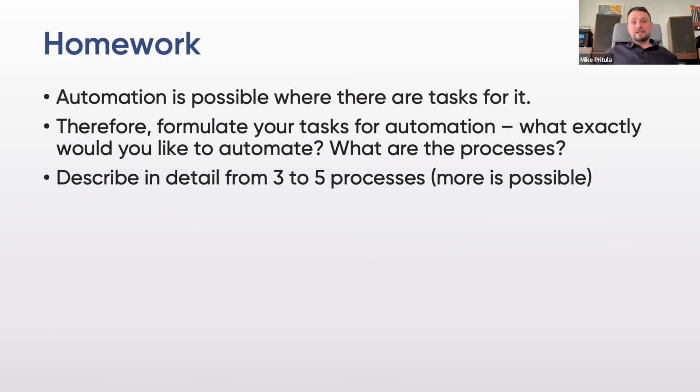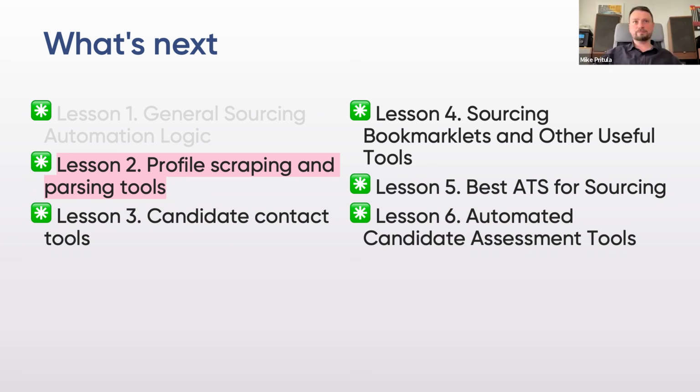Homework for those already taking the course. Automation is possible where there are tasks for it, so I'll ask you to do this independently. You personally formulate your tasks for automation, specifically what you would like to automate, what your processes are. Describe 3 to 5 of your processes there. What's next? Next, we'll go through various tools, see how they work and what tasks they solve. So basically, all the subsequent sessions are an overview of different tools.